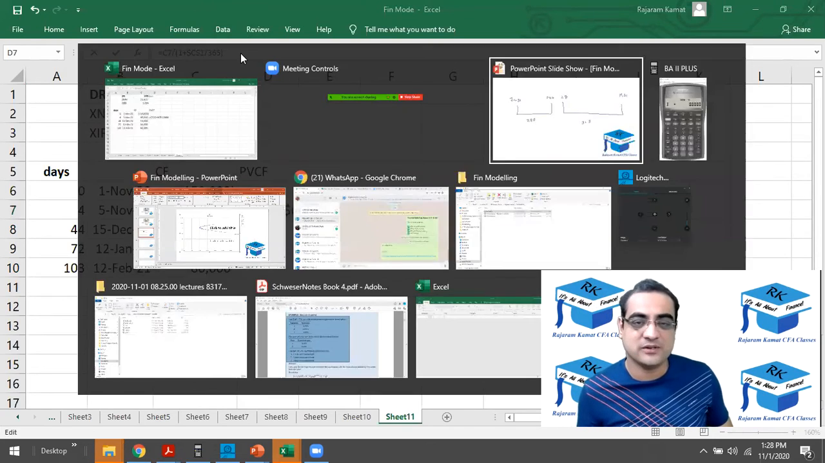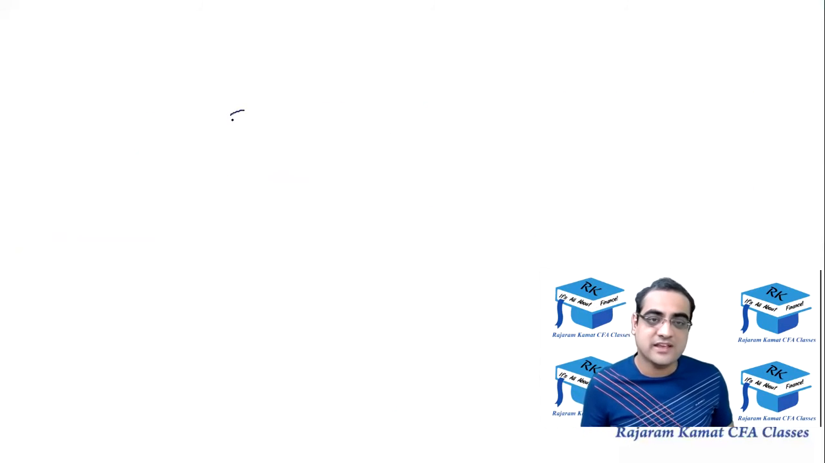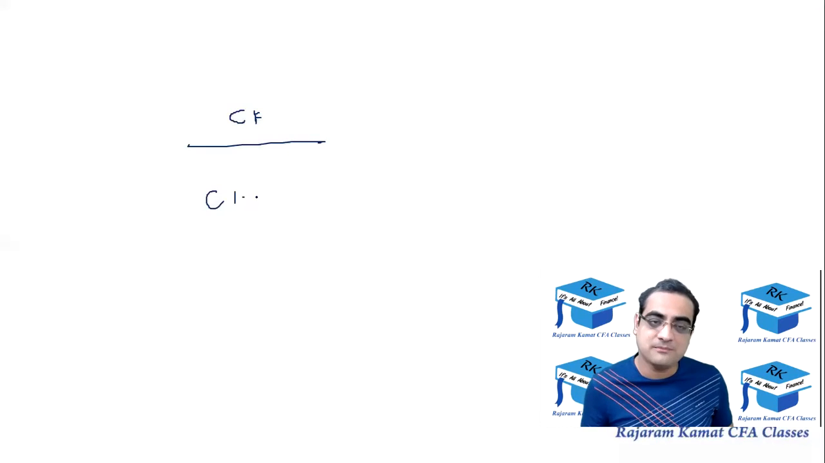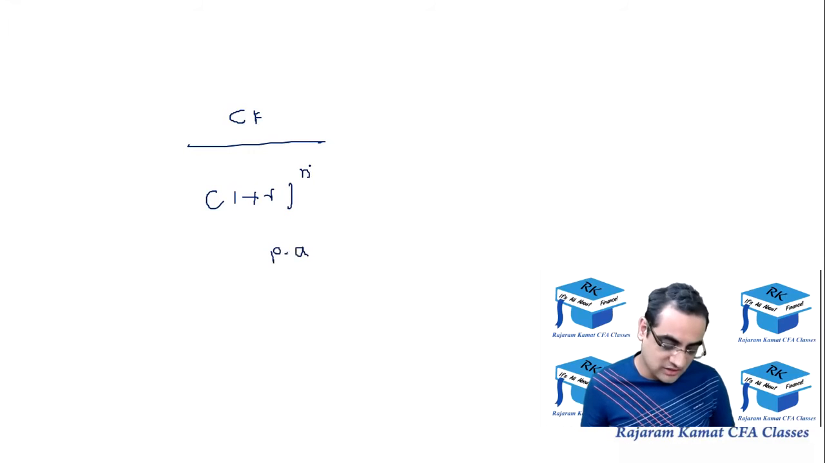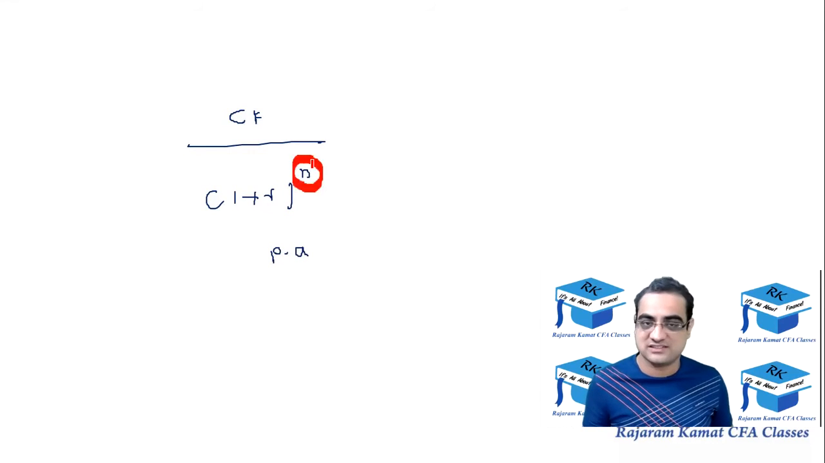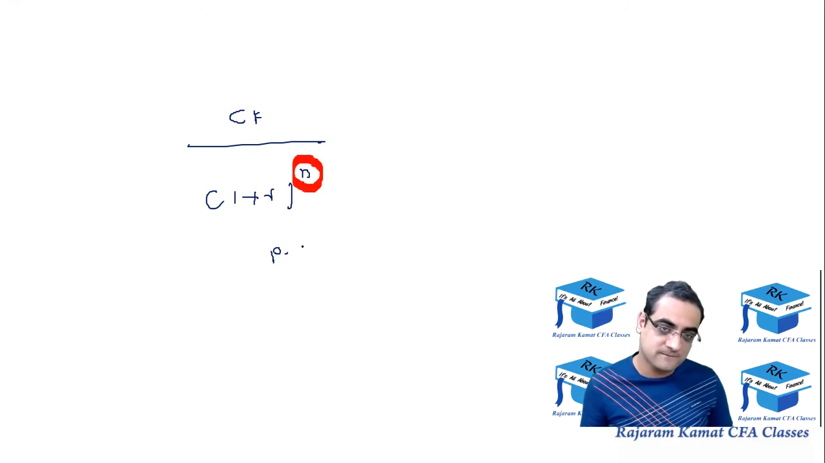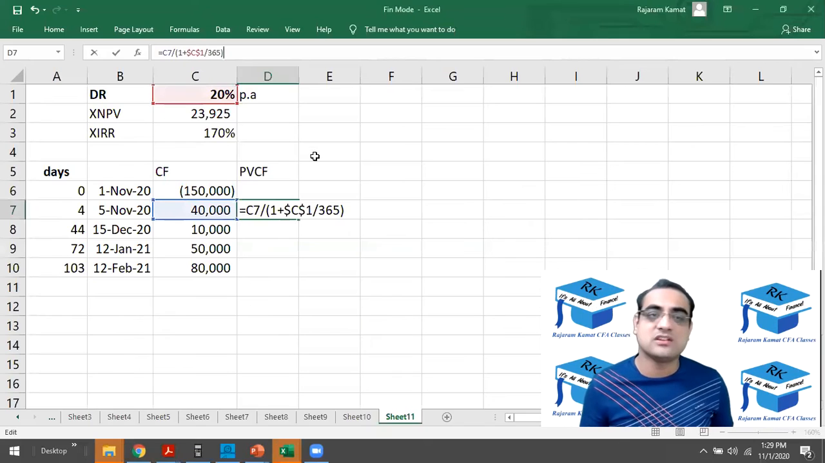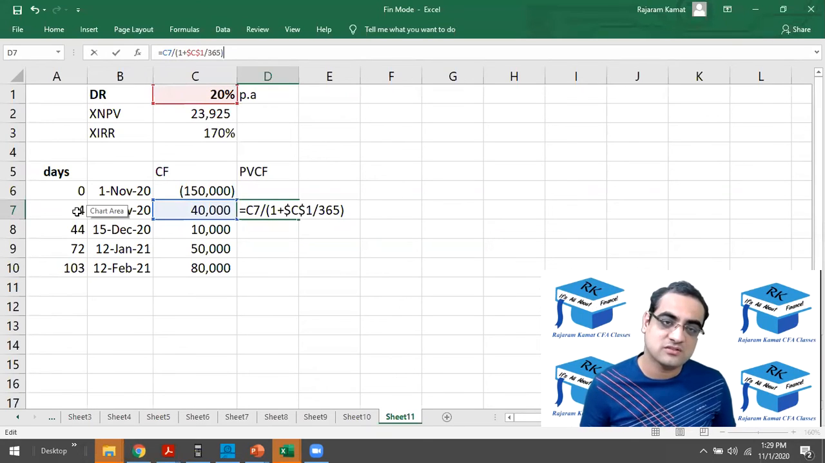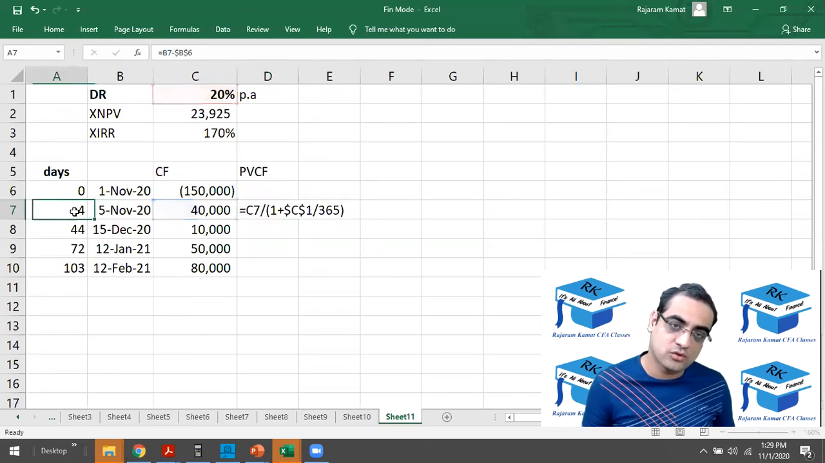I'll try to explain it to you. Cash flow divided by 1 plus R raised to N. If this R is per annum, then the N should be the number of years. All right. So in this case, this was per day. So this should be the number of days. So the number of days are over here. So I'll just raise it to 4.